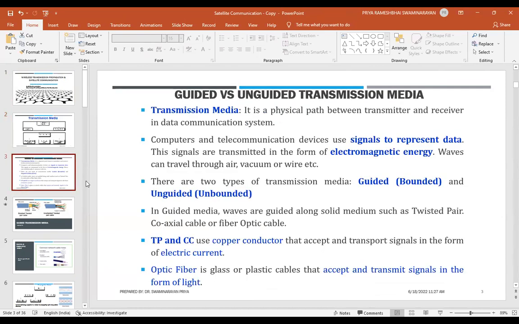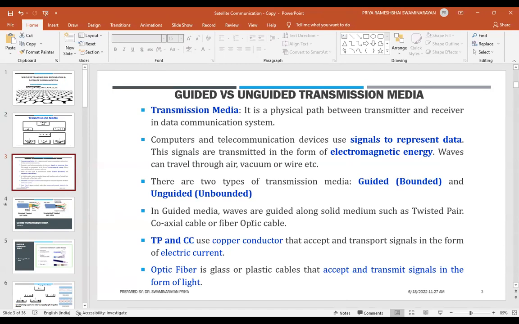The first thing: in guided media, there should be some kind of physical medium. Through that physical medium, we can transfer data in the form of electromagnetic energy or electromagnetic voltage level. But in the case of unguided media, we don't need any kind of physical media. That's why it's unbounded. Without using any physical medium, we can transfer data from source to destination.